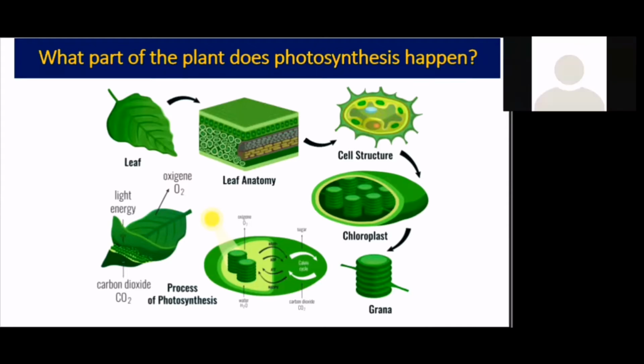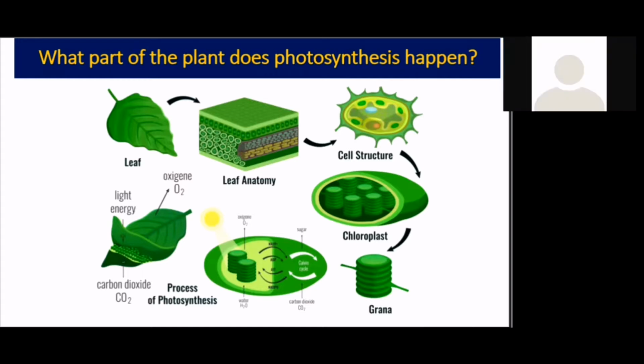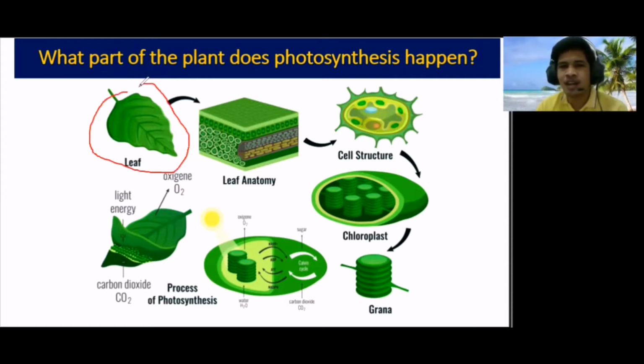Oi, what part of the plant does photosynthesis happen? Do you still remember? It happens on? Leaf. Okay, on the leaf. Very good. Thank you so much. That is correct. Photosynthesis is taking place inside the leaves of the plant.